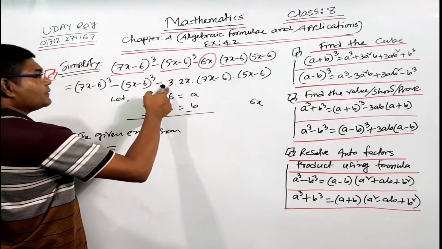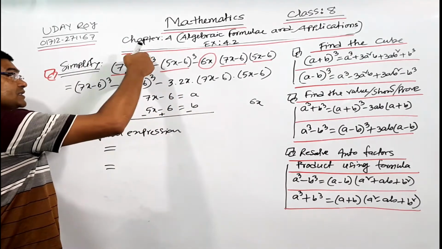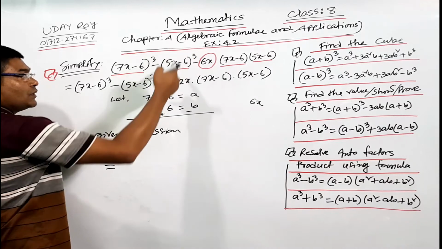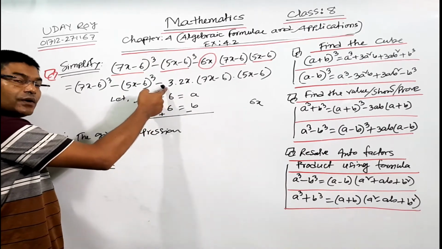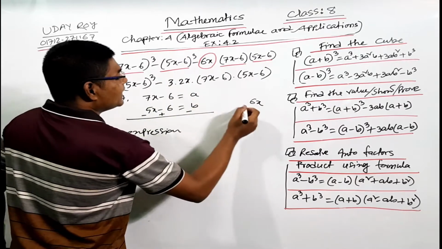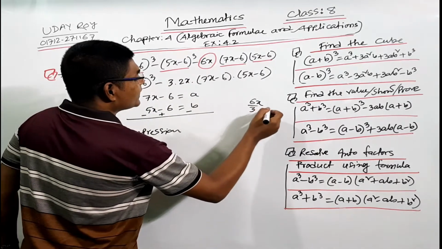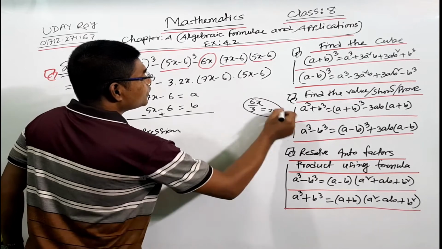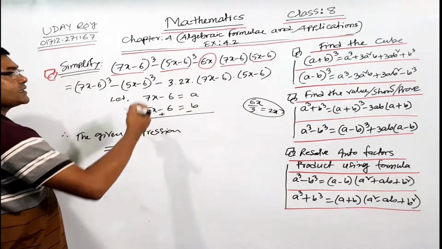So we have taken 3. Why will we take 3? Because here is a cube, here is a cube. So I have taken 3 at first. Now 6x divided by this 3, we will get the remaining 2x.